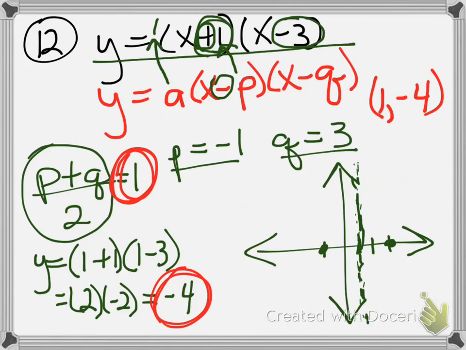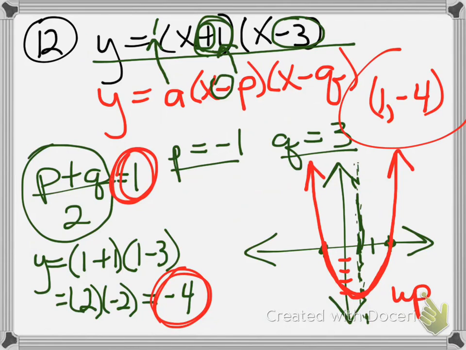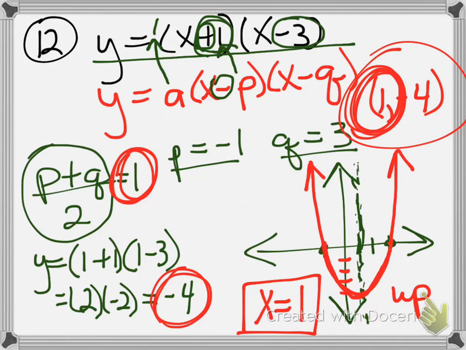1, negative 4 is the vertex point. So when I go to 1, I'm going to go down 1, 2, 3, 4, and that's where my vertex point is going to be. I already had my x-intercepts, my p, my q, so when I connect those three things and extend it out, then I have my parabola. Okay, this opens up. The vertex is 1, negative 4. Axis of symmetry, same thing we did before. It's the same as my x value of my vertex, so it's 1. That's my axis of symmetry.